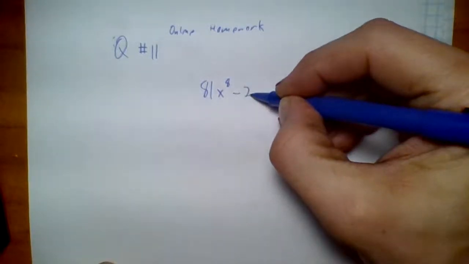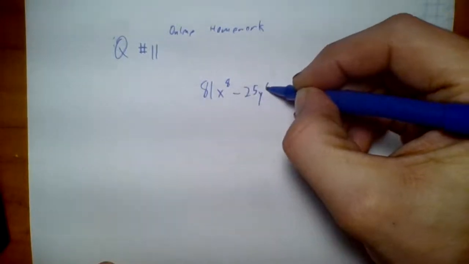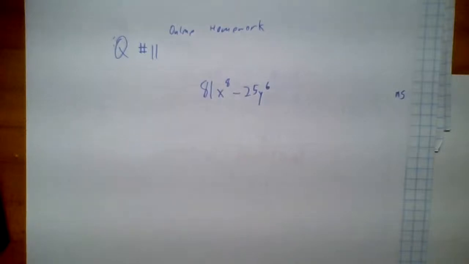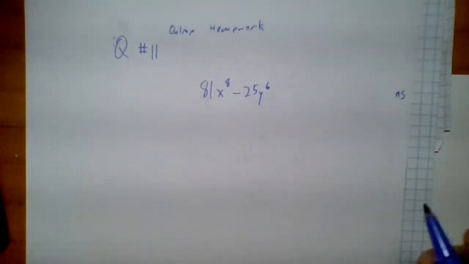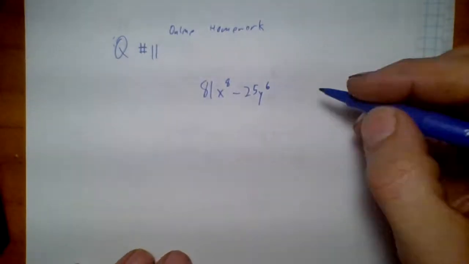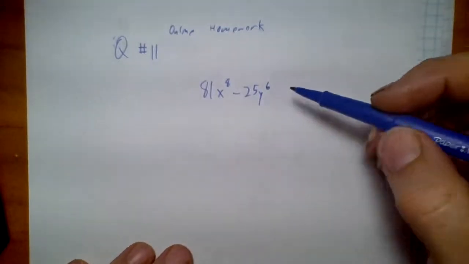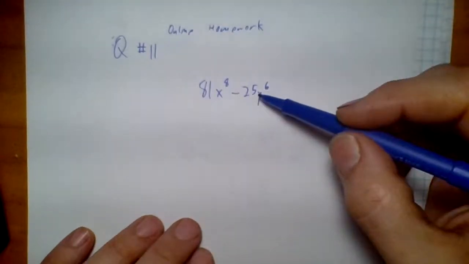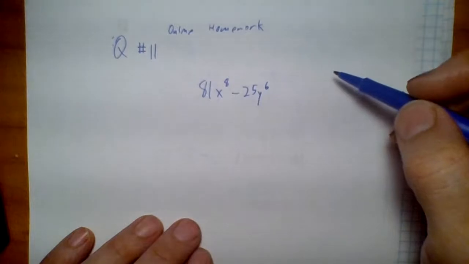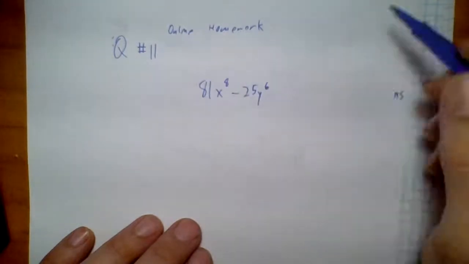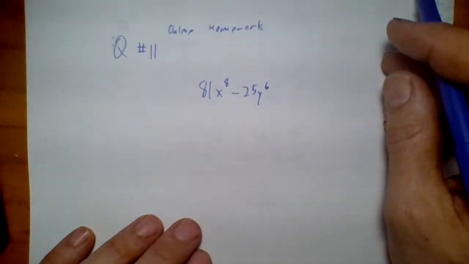Really high powers on this one could throw you off. We don't usually see exponents that big, but we're looking at 81x to the 8th minus 25y to the 6th. Now we should look first for a GCF on that. It's always the first question you should ask. Although in this case, 81 and 25 don't have anything in common. And the letters, this is all x's and this is all y's, so there's nothing in common between these two.